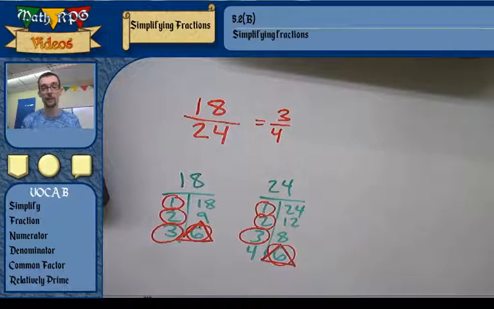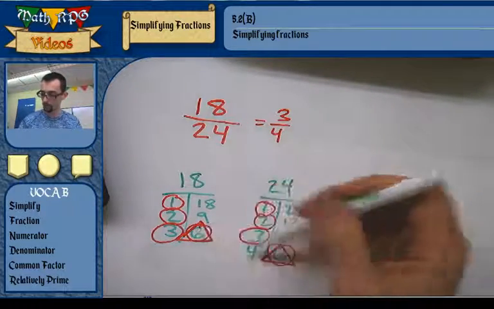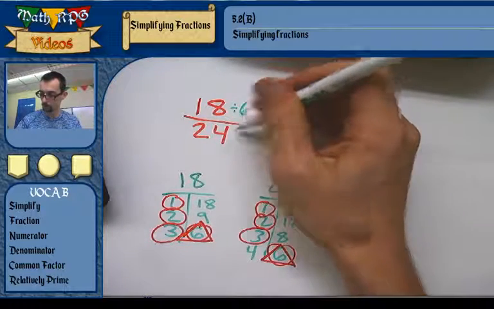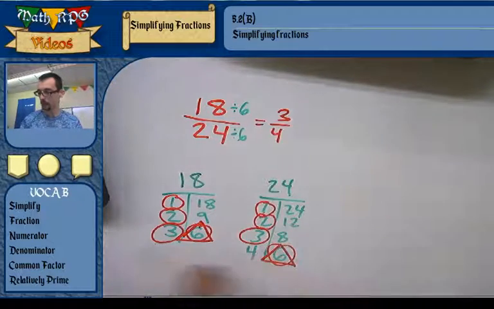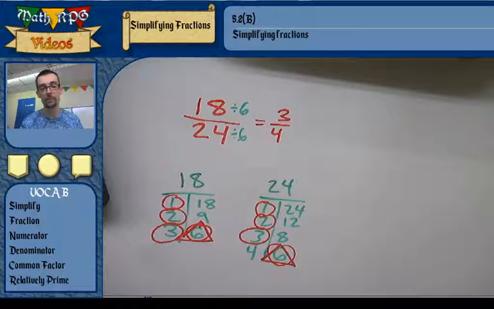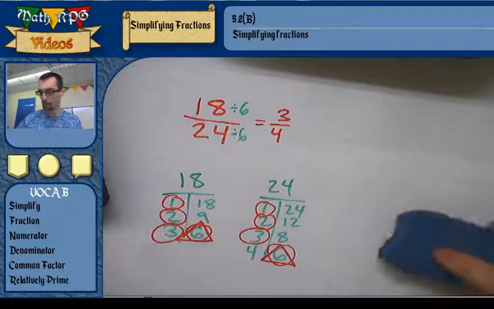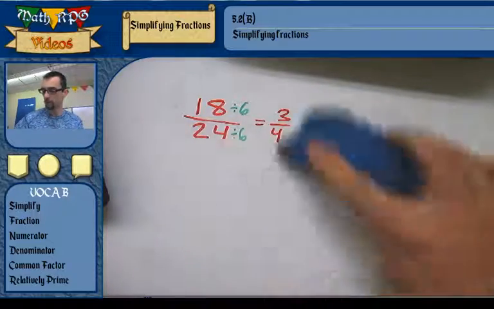How that works? Now, really what we did was we divided by 6. But by setting my table up like this, I already did the division. It's right there in my table. So my simplified fraction of 18/24 would be 3/4. All right, that's pretty much it for simplifying fractions. We'll have another video for converting from an improper fraction to a mixed number and vice versa.